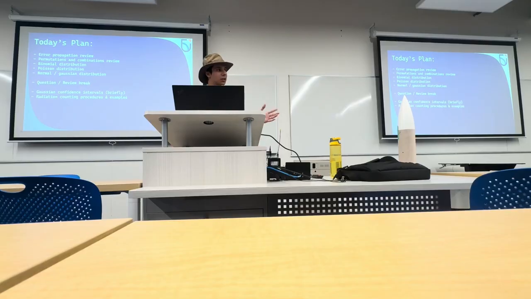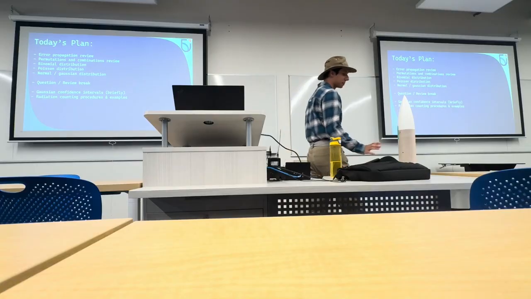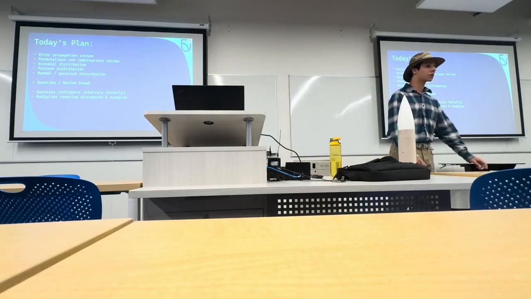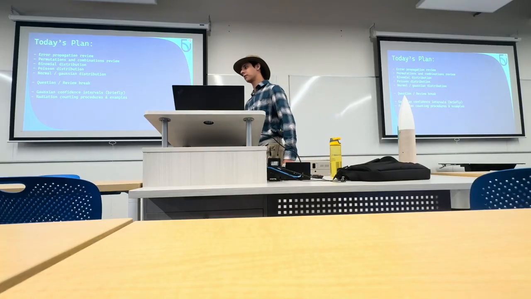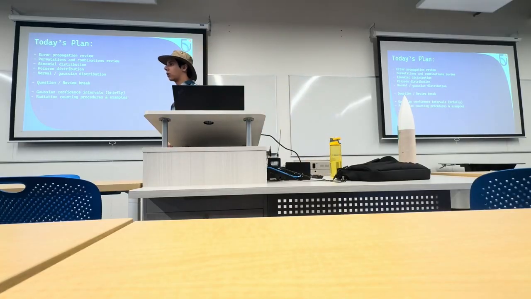I think the question review break is at slide 18 of 52, because we have some Gaussian confidence intervals we're going to talk about, and then a lot of radiation counting procedures and examples, because I think that is incredibly important to have, and you guys do not have environmental effects of radiation offered to your cohort, which is where this stuff would normally be.